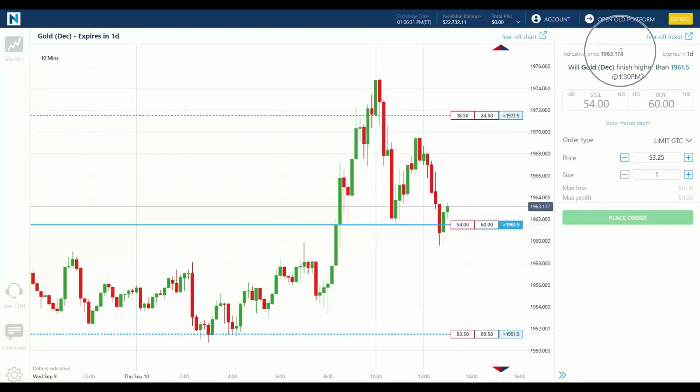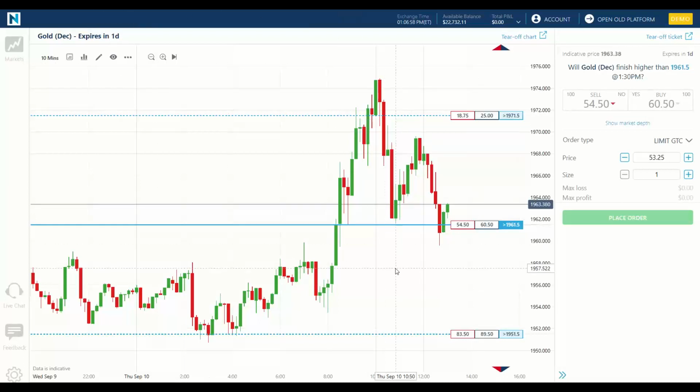You also see that up here, and we see the price of the binary options here on the chart. I could trade right from here, or I can choose up here on the order ticket. Now again, what am I trading? I'm trading the probability of this answer being true. Will gold finish higher than 1961.50 at 1:30 p.m. tomorrow? In one day, we have one day. If I think the answer is yes, and notice the current indicative price is already higher than this, so it's trading higher than a 50 probability.